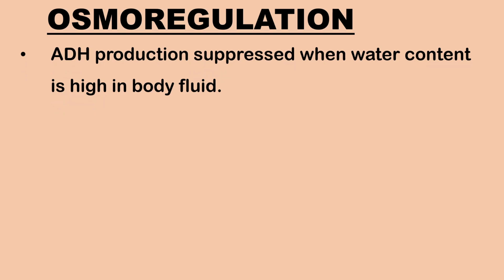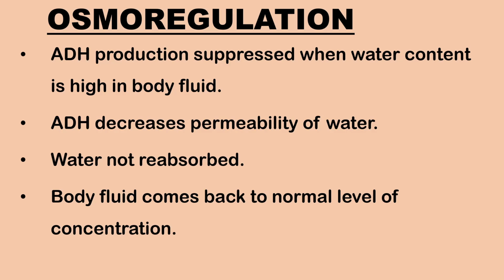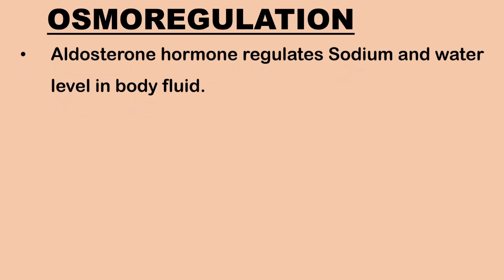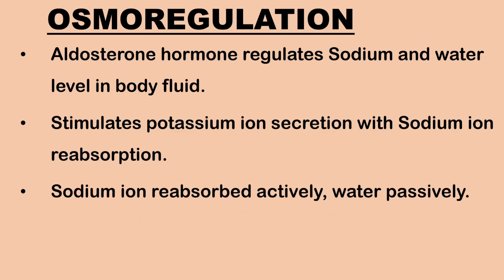ADH production is suppressed when the amount of water is high in blood. This results in decreased permeability of water. Water is not reabsorbed and the body fluid comes back to the normal level of concentration. Hormone aldosterone regulates sodium level and water level in body fluids. It stimulates potassium ion secretion with sodium reabsorption. Sodium ion is reabsorbed actively and water passively to maintain osmotic balance.